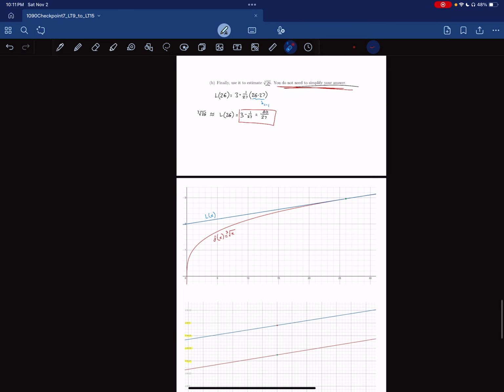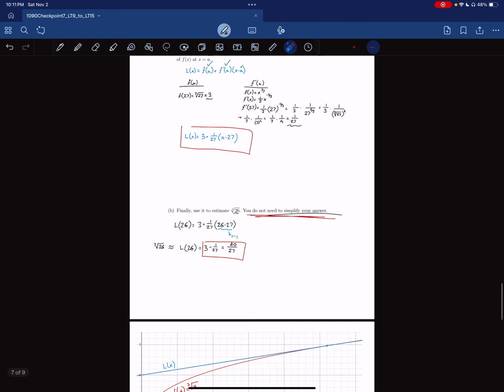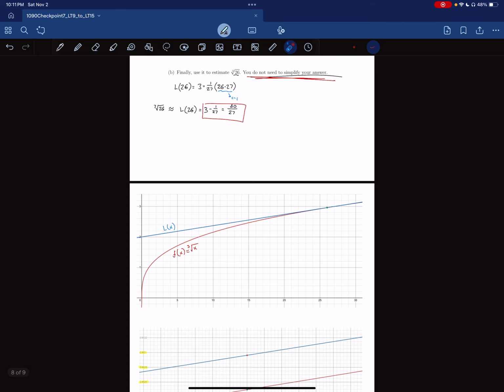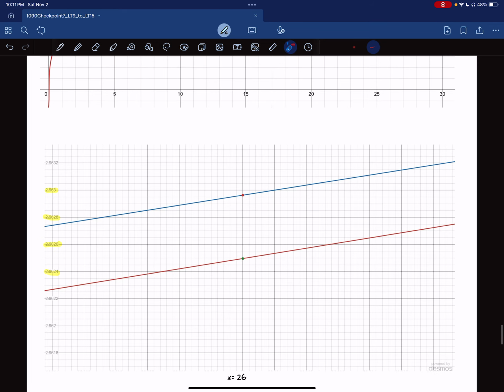It's really cool because like we have the cube root of 26. There's really not an easy way to do that, except if you use a calculator. But with linear approximation, you can get extremely close answers without having to do too much work.